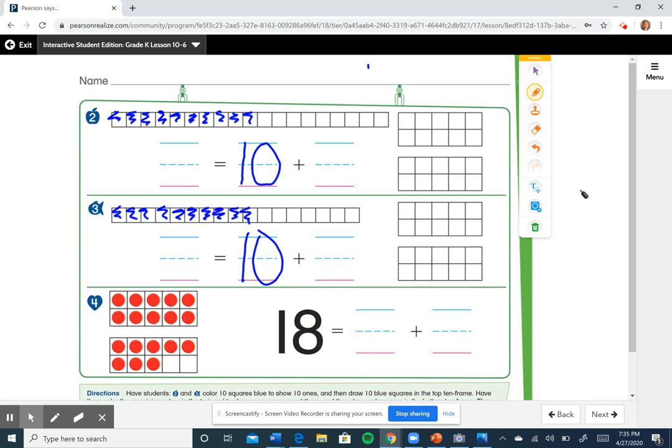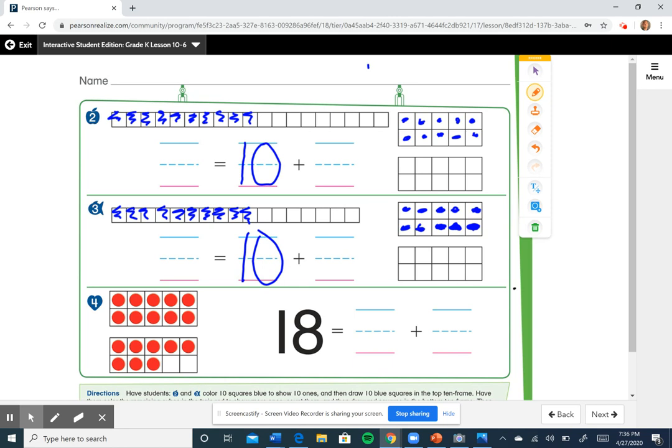Now I'm going to color in the 10 frames. 1, 2, 3, 4, 5, 6, 7, 8, 9, 10. 1, 2, 3, 4, 5, 6, 7, 8, 9, and 10. Whew! A lot of coloring today, kindergarten.